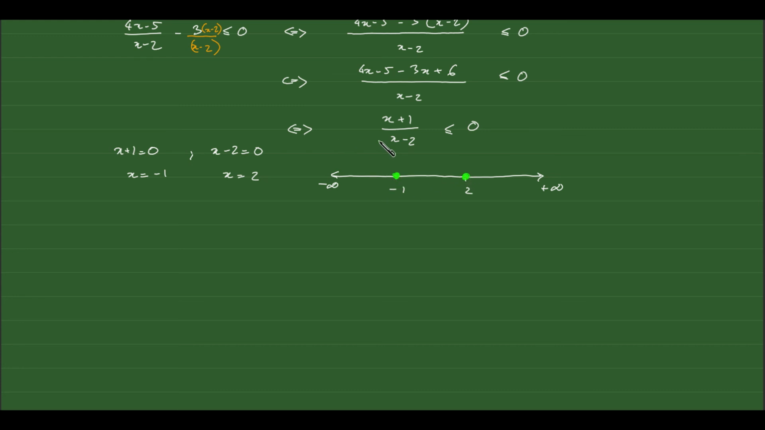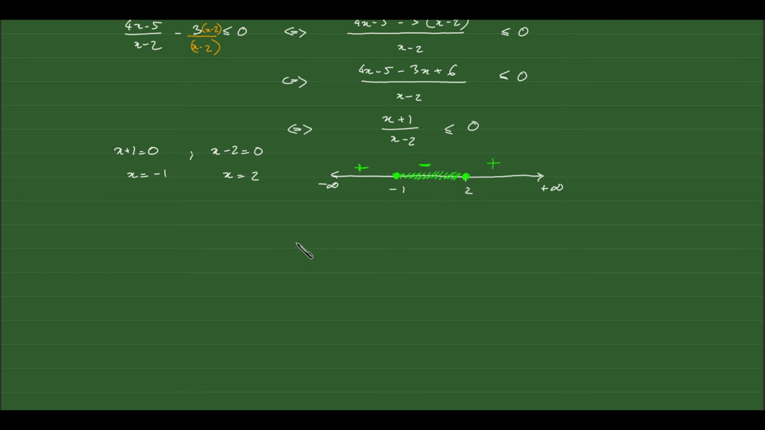Now you see that there are three intervals. So we have to see which one we're going to take. I'm going to plug the value 3 in here: positive. Plug 0 here: negative. And plug negative 2 here: positive. So which interval are we going to take? We're going to take the negative one because it's less than.